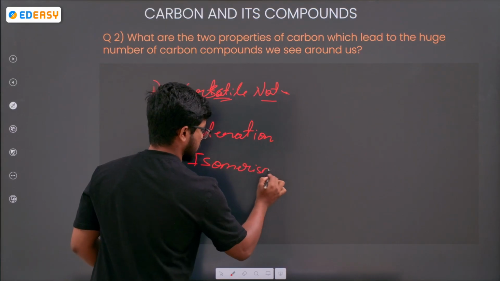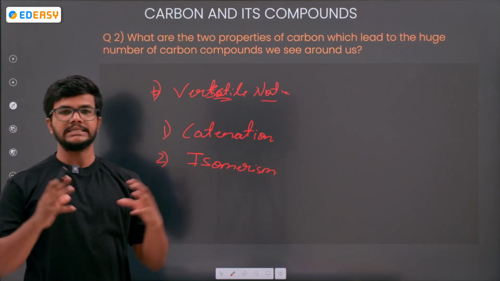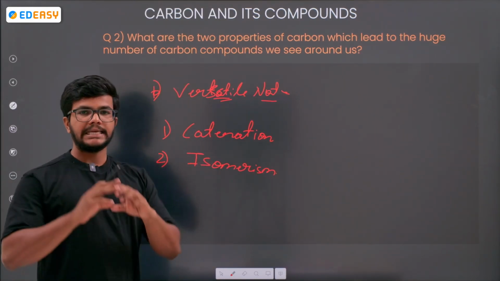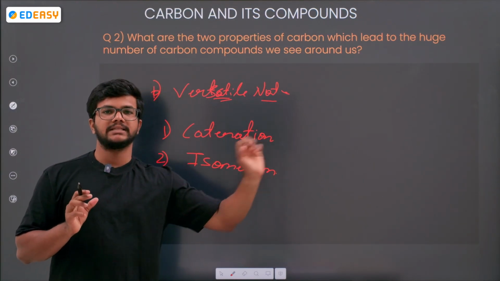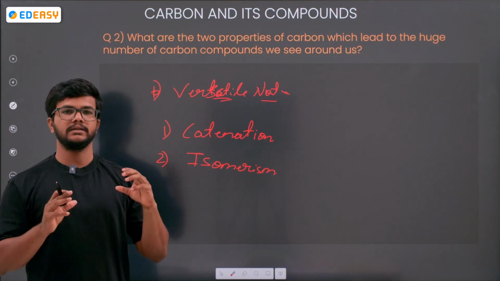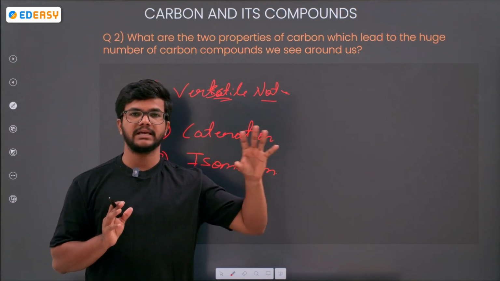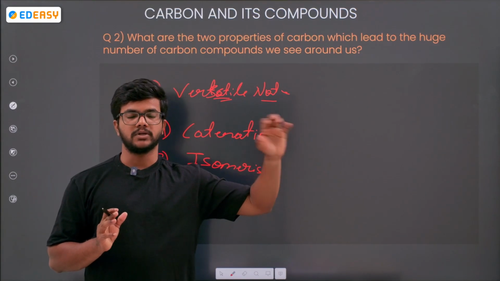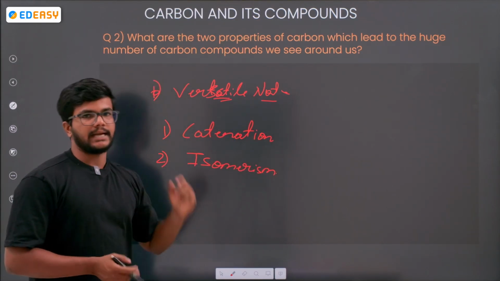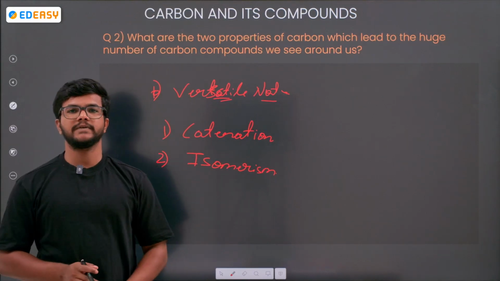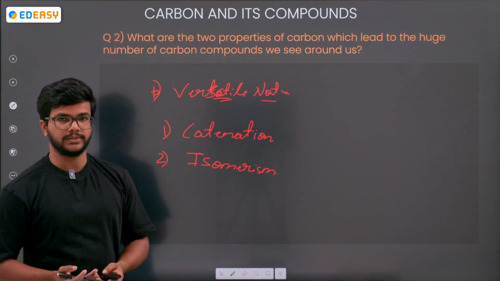What is isomerization? Same molecular formula but different structures. Catenation means linear combination, I mean chain formation of the carbons is nothing but catenation. Carbon can make n number of chains, not only multiple bonds, and that is catenation. Okay, these are the two properties of carbon which lead to the huge number of carbon compounds.